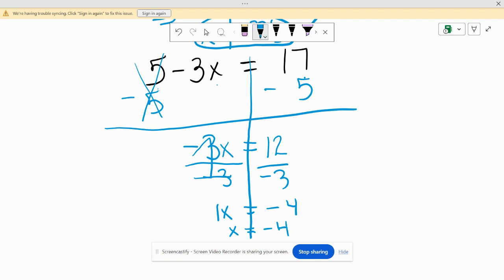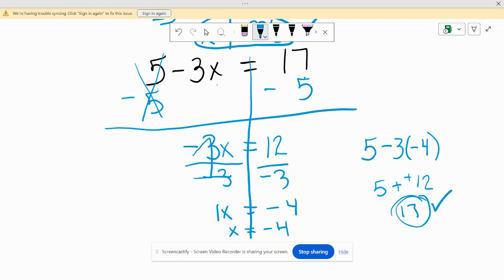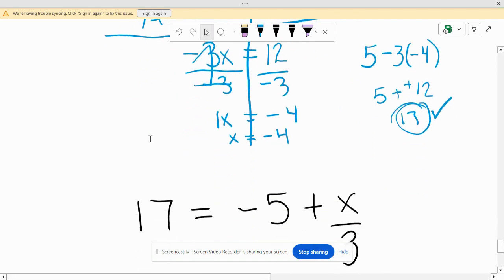And then I can check my answer. 5 minus 3 times -4. Let's see if this equals 17. 5 minus -12. That would be 5 plus 12, which is 17. So the answer checks out. Remember, with these equations, we can always check our answers. All right, let's keep going.